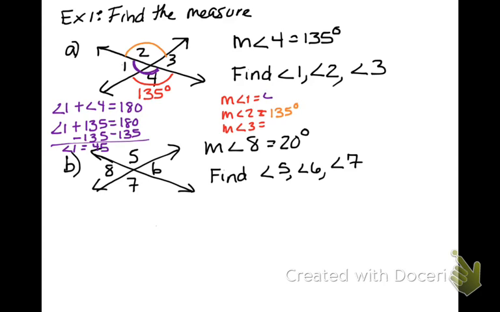So angle 1 equals 45 degrees. And angle 1 and angle 3 are vertical angles, so that means they are the same, they equal each other. Very good. So it's 45 degrees.